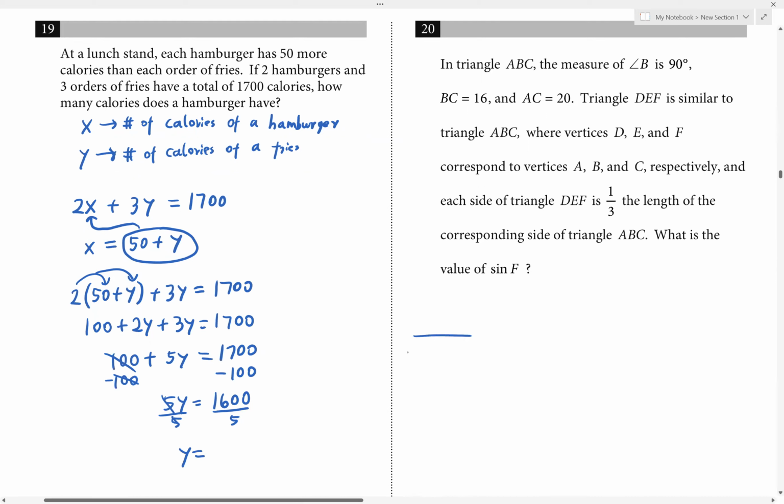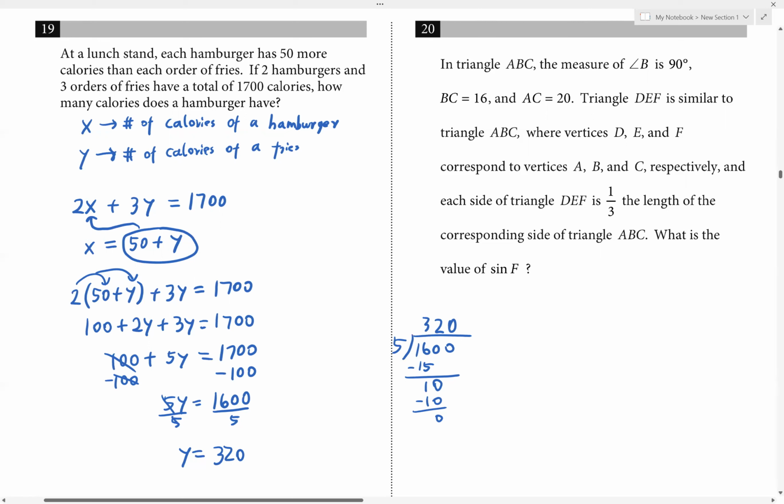You can write it on the side and do a long division here. 5 goes into 16 three times, right? 3 times 5 is 15, subtract, and the remainder is 1, then carry down the 0. 5 goes into 10 two times, 2 times 5 is 10, and the remainder is 0, so don't forget, you have another 0 there. So it should be 320. So y equals 320, which represents the number of calories for an order of fries.